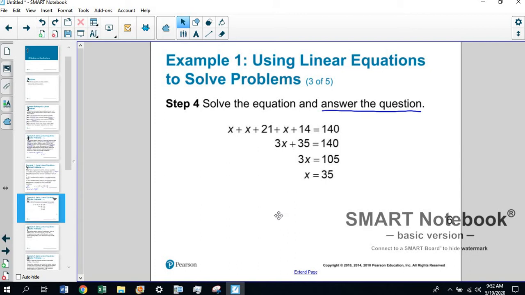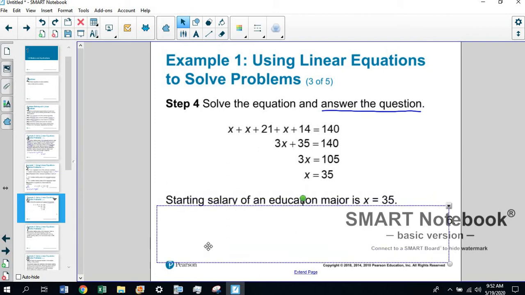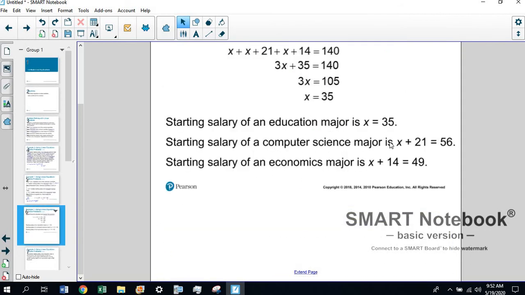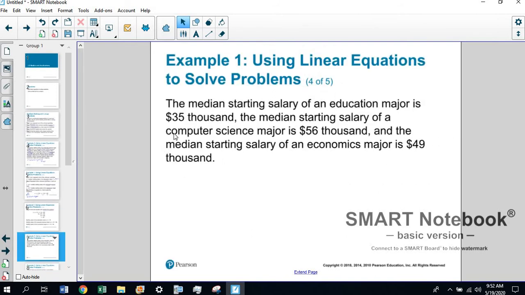All right, and so if x is equal to 35, starting salary of a computer science major is x plus 21 equals 56, and then x plus 14 is equal to 49. Okay, so that doesn't, again, answer the question completely. I didn't ask you for x. And so $35,000 is the starting salary for an education major. The median starting salary of a computer science major is $56,000 and $49,000. Remember, these are all in thousands of dollars.